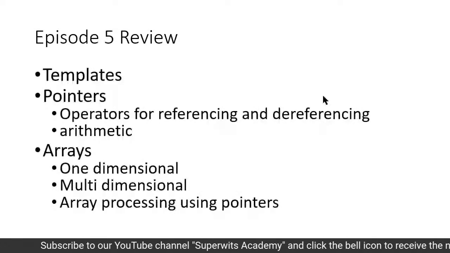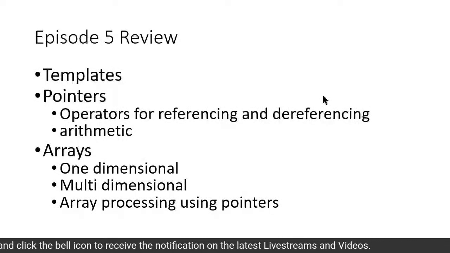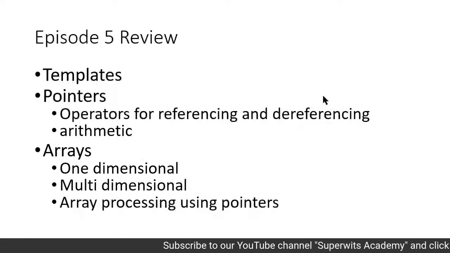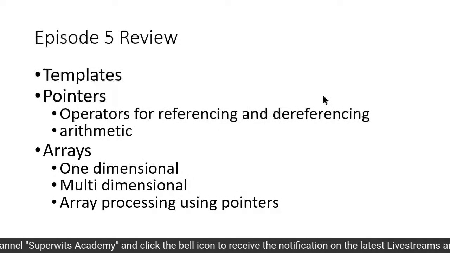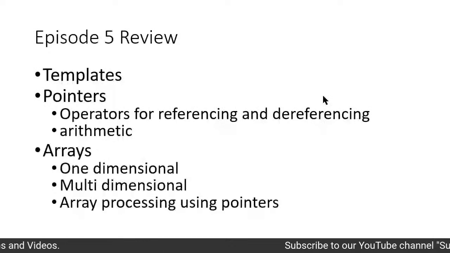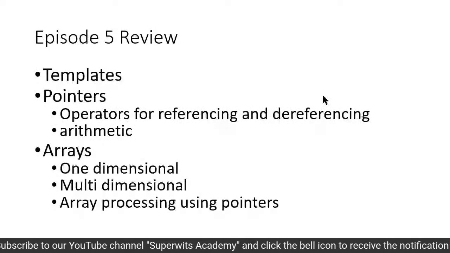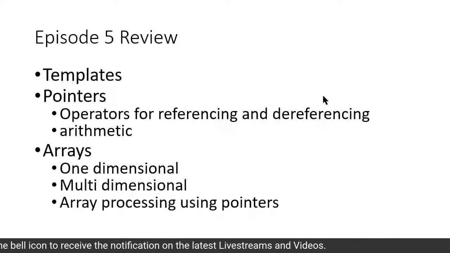Next is pointers. We have studied what the referencing and dereferencing operators are, and what different operations can be done with pointers. We have done certain arithmetic operations using the unary operators as well as the arithmetic operators, where we can reference different memory locations by incrementing or decrementing the pointer variable. Similarly, for arrays, which are an extension of pointers, we discussed how a one-dimensional array and a two-dimensional array work, and how the processing can be done using pointer variables.